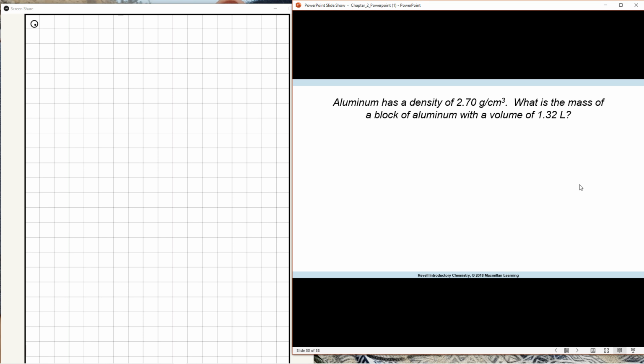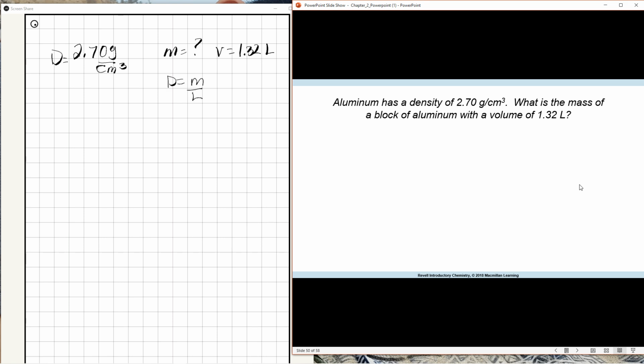Aluminum or aluminium, 2.70 grams per centimeters cubed. This is the density of it. What is the mass? Mass is equal to question mark. And volume is equal to 1.32 liters. Well, remember, density is mass divided by volume.